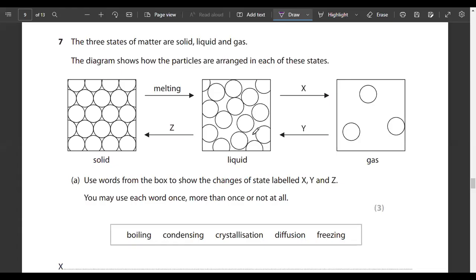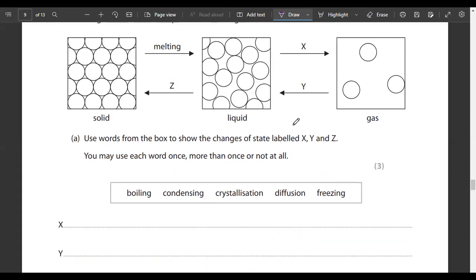Question number 7. The three states of matter are solid, liquid, and gas. The diagram shows how the particles are arranged in each of these states. आपको नजर आ रहा है सारा कुछ? Use a word from the box. You can see the box in front of you. Use the words from the box to show the changes of state labeled X, Y, and Z.